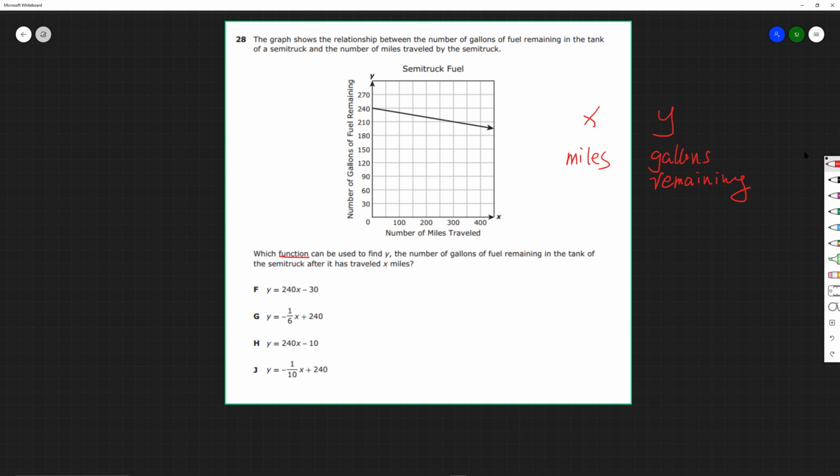Now, this line represents what happened when the truck traveled over a certain distance, what happens to the distance and to the gallons of fuel remaining. And we want to translate this graph into a function, and the tool we'll need to use is y equals mx plus b. This is the slope-intercept form of a function. So this m is slope, and this b is y-intercept.